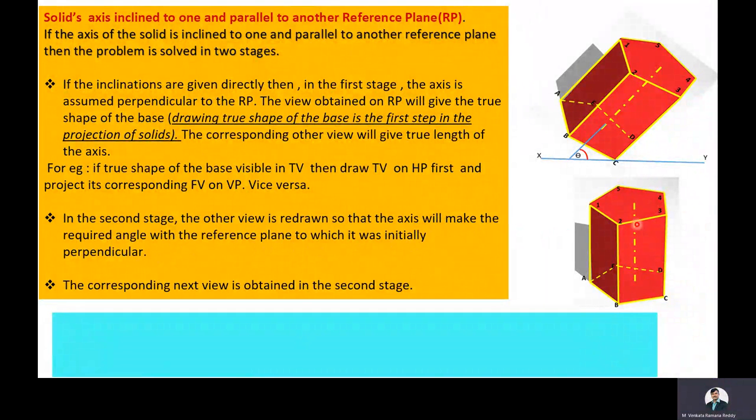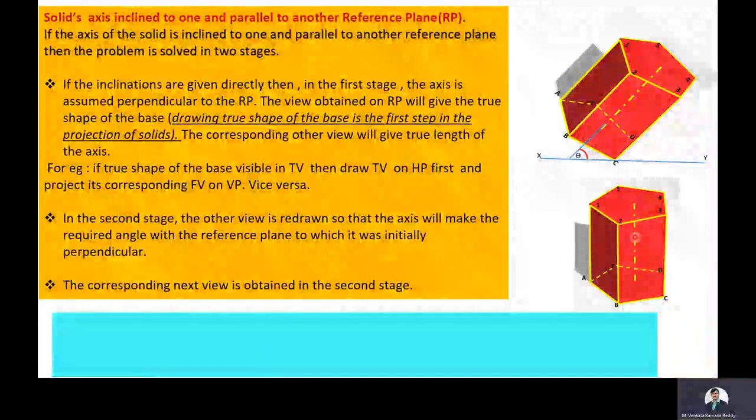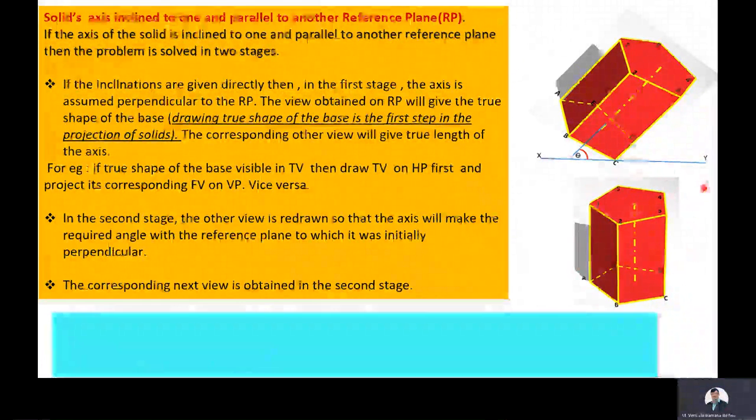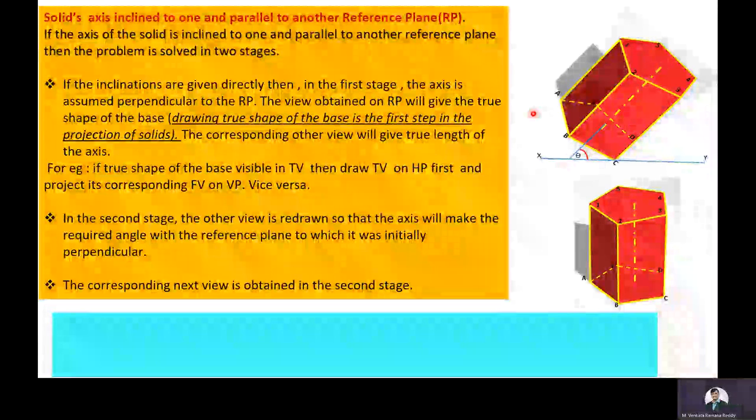to which it was initially perpendicular. Here the axis is initially perpendicular to the HP, no? So it is to be tilted with the required angle. In this particular problem, it is 45 degrees inclination with the HP. So this particular simple position pentagonal prism image in the front view is to be tilted with the given required inclination with the HP.